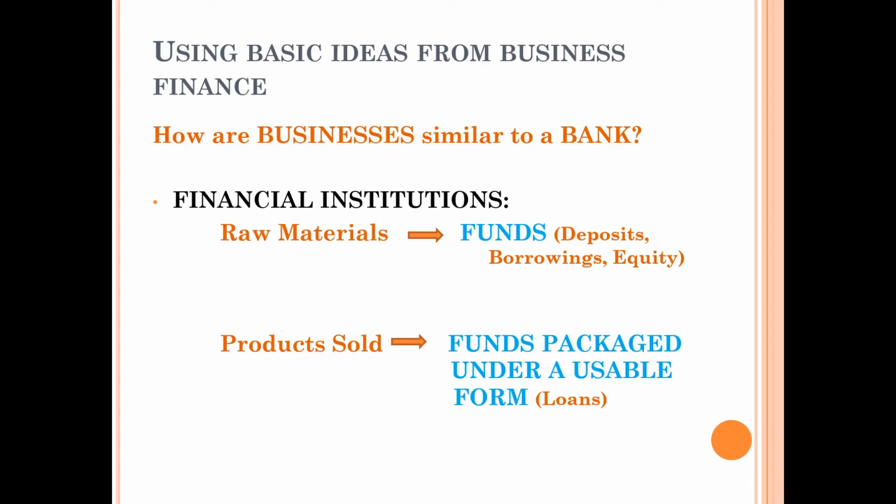We have here a question. How are businesses similar to a bank? For financial institutions, the raw materials are the funds or the deposits, borrowings, and equity of the bank. Its products sold are the funds packaged under a usable form, or what we call loans.